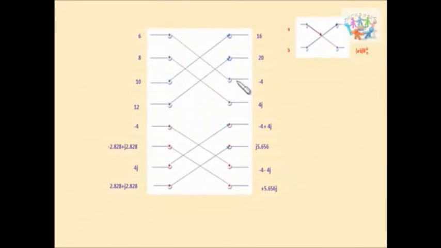So let's take the first x over here. We have the values 6 and 10. So the top part will be 6 plus 10, which will give us 16, and the bottom part will be 6 minus 10, which is minus 4 into the twiddle factor, which is 1. So we'll have minus 4 into 1 as minus 4. Similarly, you have to repeat for all the remaining x.